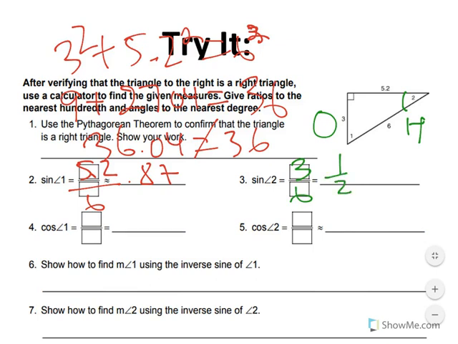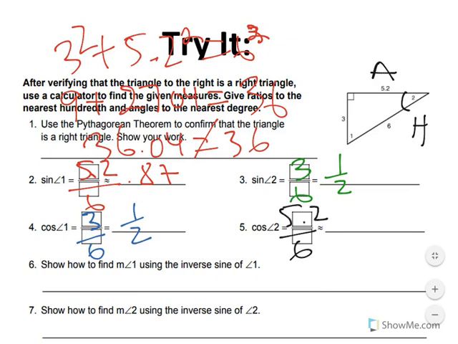Right. Okay, and then for number 4, we're looking at cosine of angle 1. This is angle 1, so cosine is adjacent over hypotenuse, so it would give us 3 over 6, reduced to 1/2. Then looking at cosine of angle 2, this is adjacent over hypotenuse, so it would be 5.2 over 6. And 5.2 divided by 6 gives us 0.87.